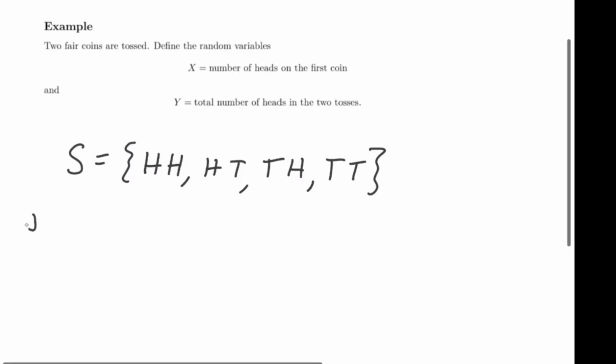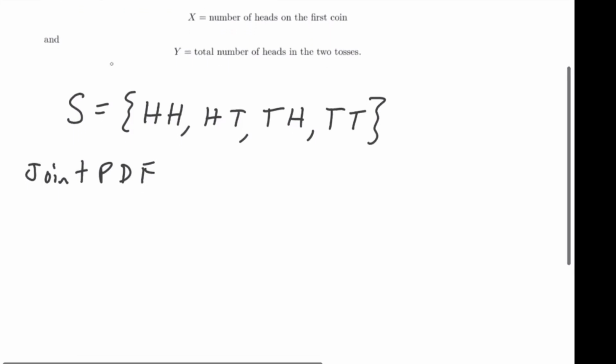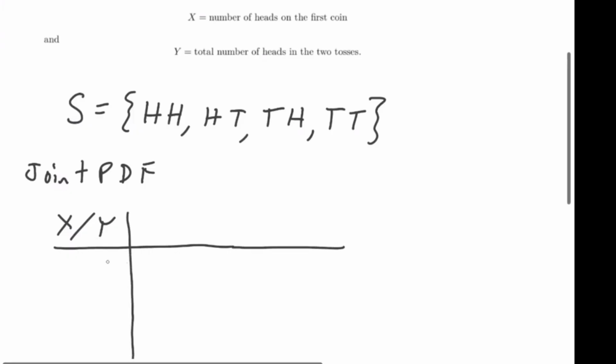Now let's go ahead and move on to our joint PDF. So it's going to look something like this. Okay, so X, Y. There we go. And then our X's. So X is defined as the number of heads on the first coin, so we could have 0 heads on the first coin and we can have 1 head on the first coin. Now Y is defined as the total number of heads in two tosses. We can have 0 heads in two tosses, 1 head in two tosses, and 2 heads in two tosses.